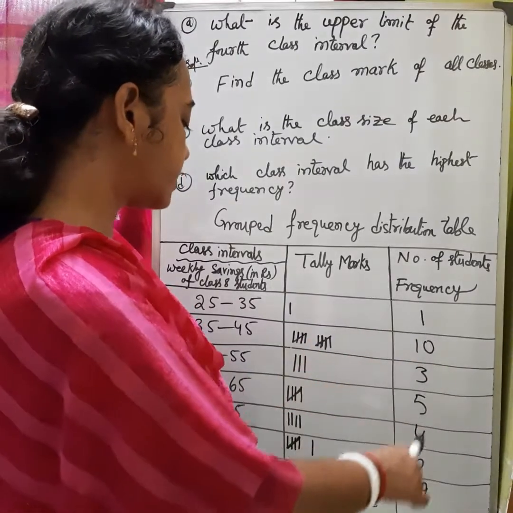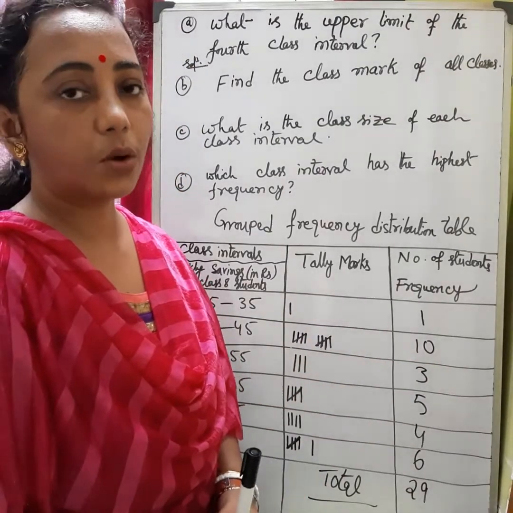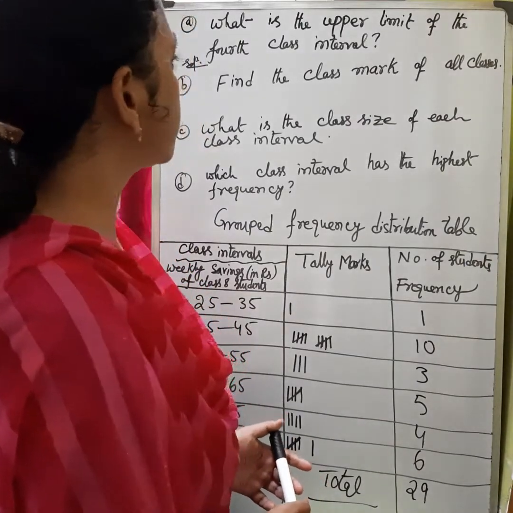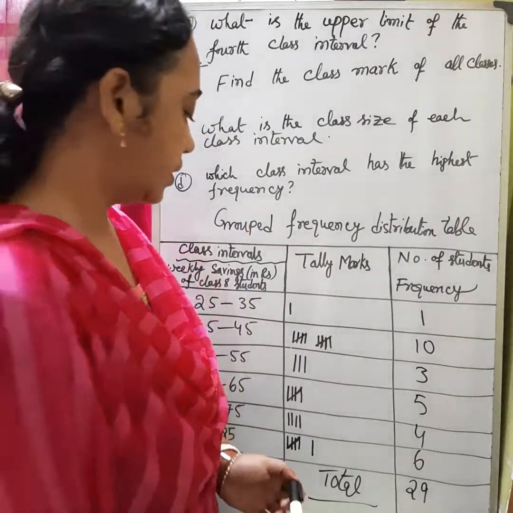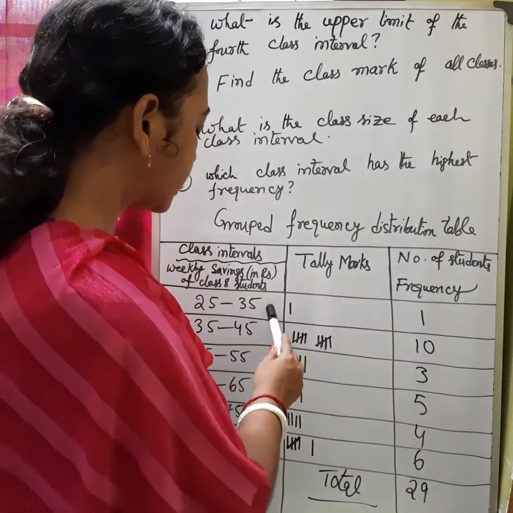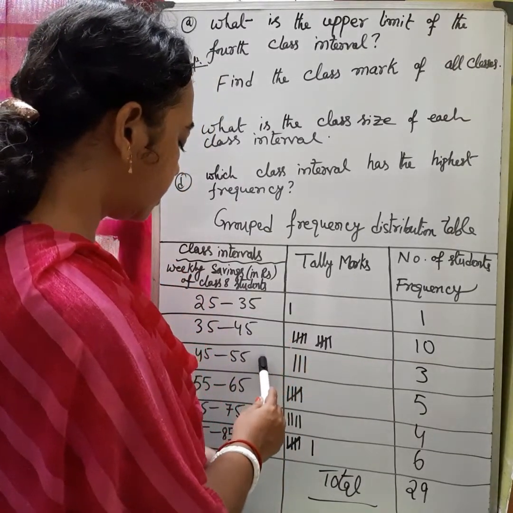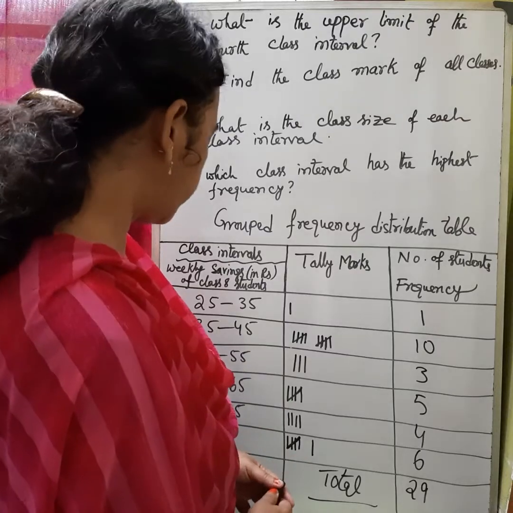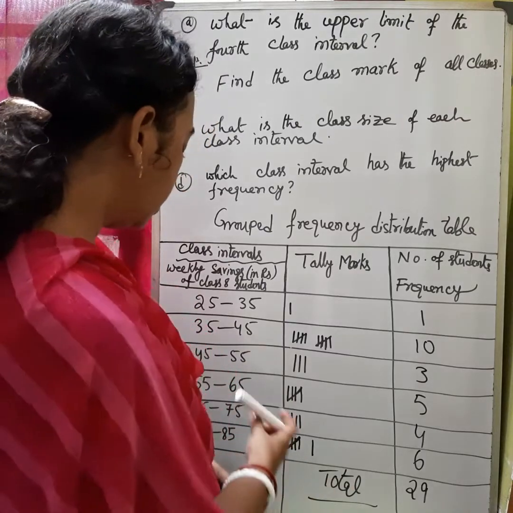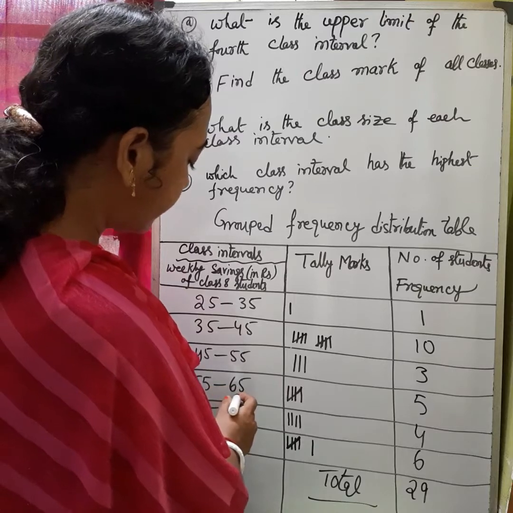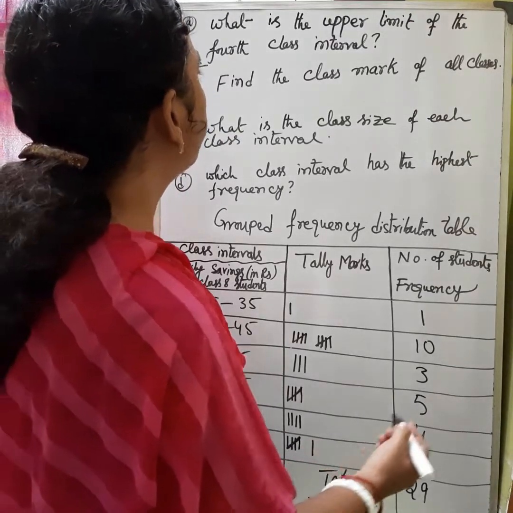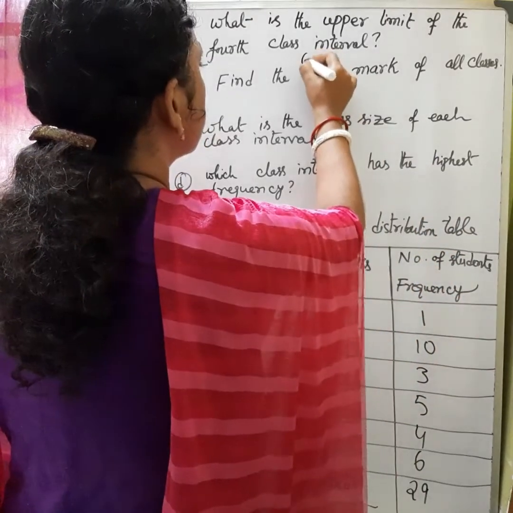Observing the grouped frequency distribution table, let us find out some important results. The first question: what is the upper limit of the fourth class interval? Here in this table, this is the first class interval, this is the second, third, fourth. The fourth class interval is between 55 to 65, where the lower limit is 55 and the upper limit is 65. So the upper limit of the fourth class interval is 65.